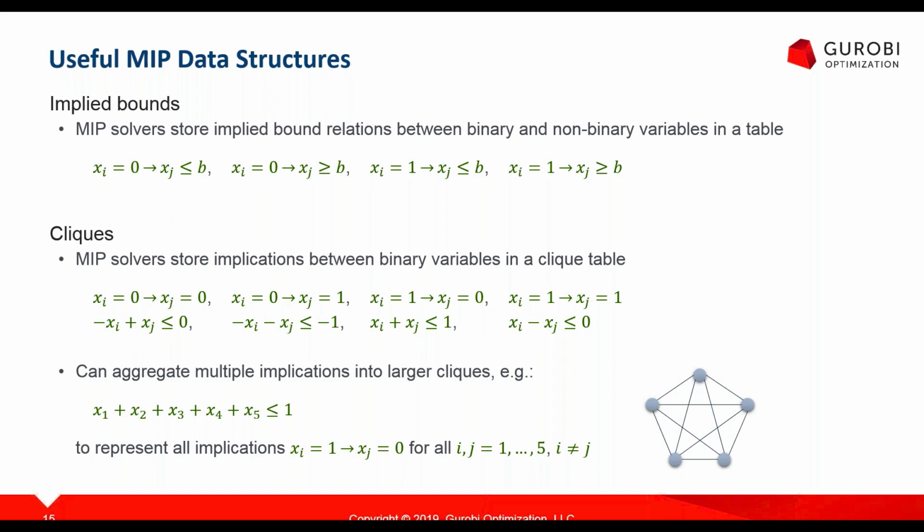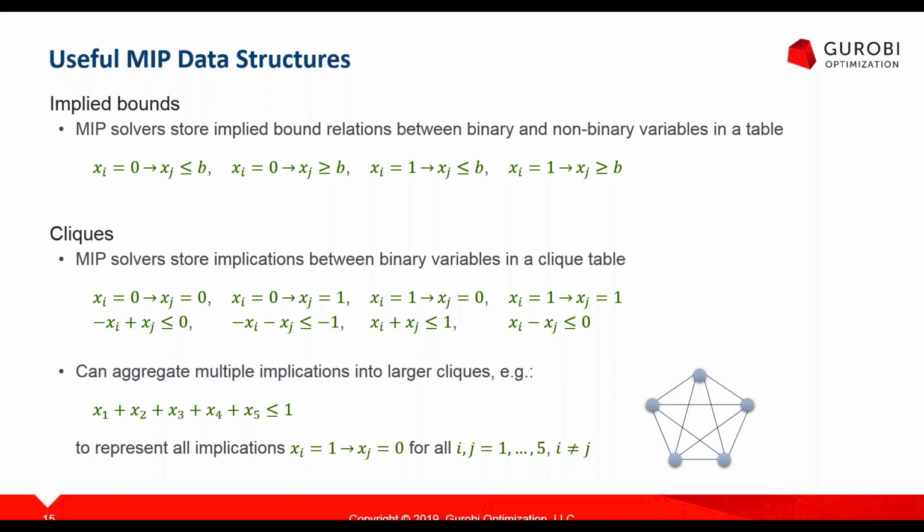In this case, such relations are not stored in the implied bound table, but instead they are stored in the clique table, because in the clique table, one can store them much more compactly. Let's look at the first example again here. If you have a binary variable that is fixed to 0, that implies that a second binary variable is also fixed to 0, then this corresponds to this constraint minus xi plus xj smaller or equal to 0. And then we have the other three cases analogously.